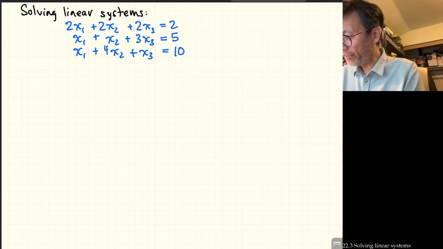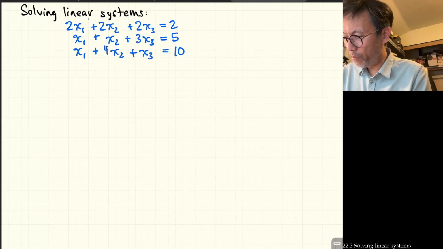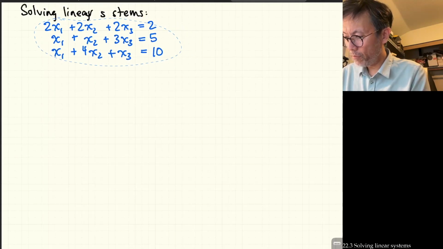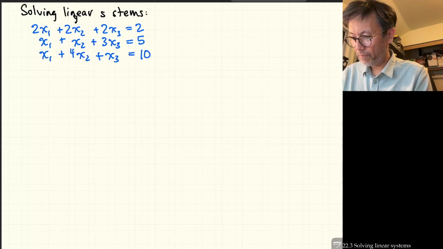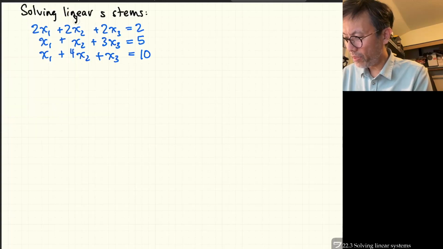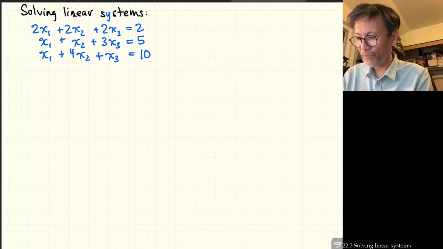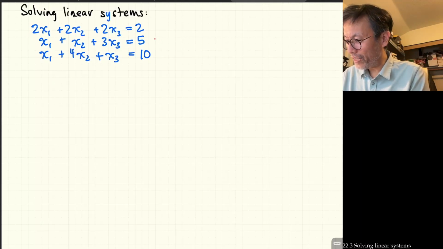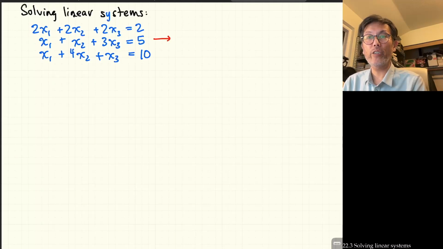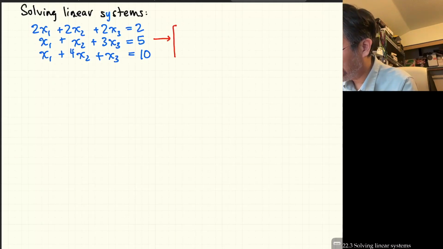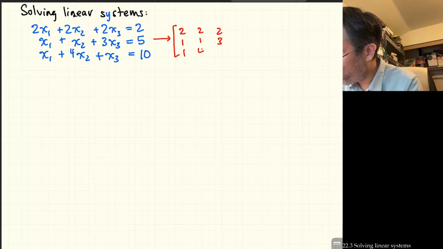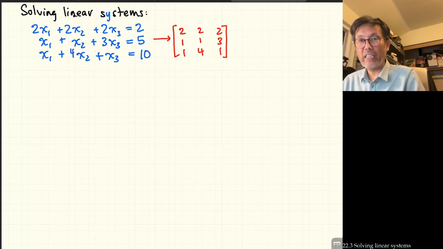So we can rewrite this thing here. I'm going to move it over a little bit, just to here, and then maybe erase this. Okay, we can re-represent this using a matrix equation. Here, I'm going to do it now. I'm going to have a matrix 2, 2, 2, 1, 1, 3, and 1, 4, 1. That's a 3 by 3 matrix.